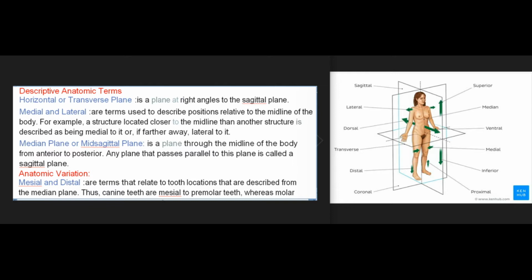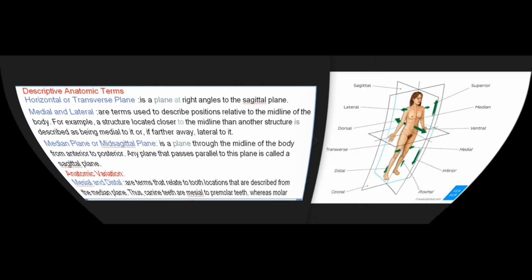Median plane or mid-sagittal plane is a plane through the midline of the body from anterior to posterior. Any plane that passes parallel to this plane is called a sagittal plane. Anatomic variation. Mesial and distal are terms that relate to tooth locations that are described from the median plane. Thus, canine teeth are mesial to premolar teeth, whereas molar teeth are distal to premolar teeth.